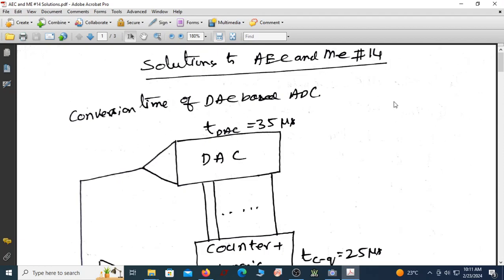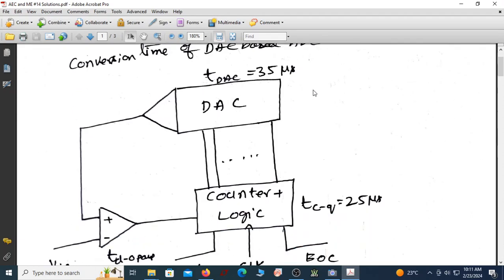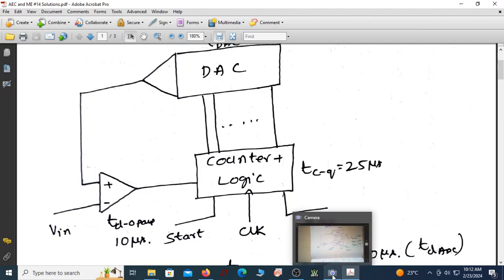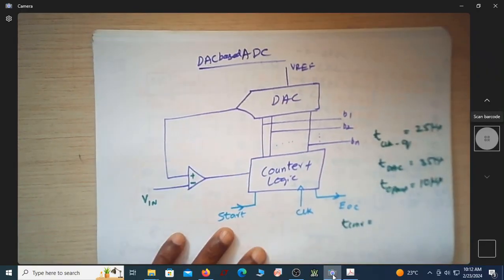In the first problem, we are asked to find the conversion time of this DAC based ADC. The specifications given are: the conversion time of the DAC is 35 microseconds, the clock to Q delay of the counter plus logic is 25 microseconds, and the delay associated with the op amp is 10 microseconds. Now we will see how to address this issue of finding the conversion time in a DAC based ADC.